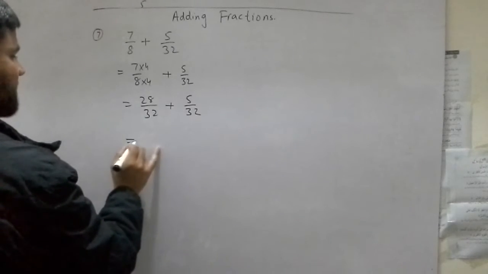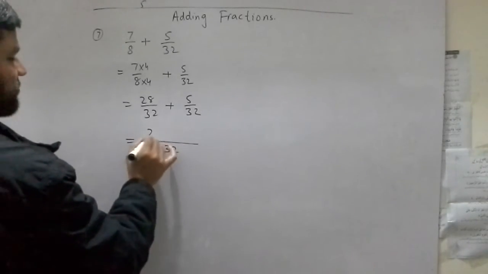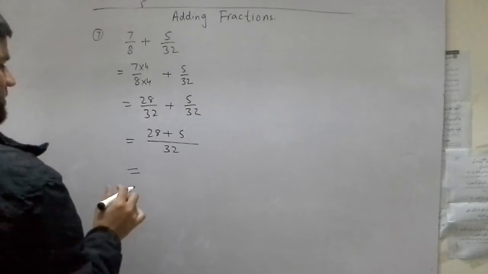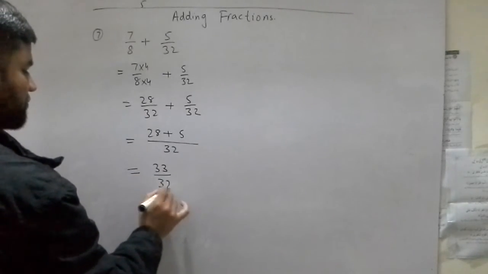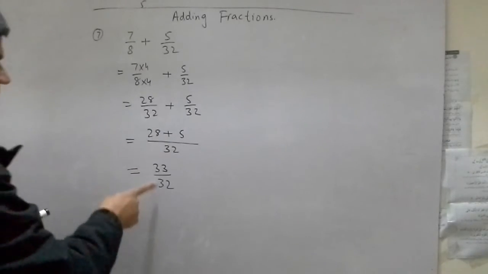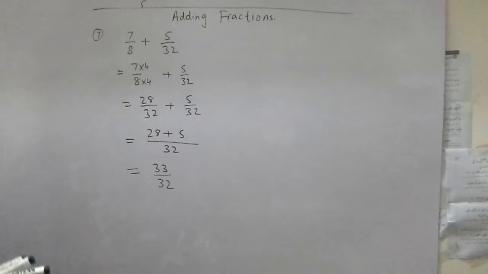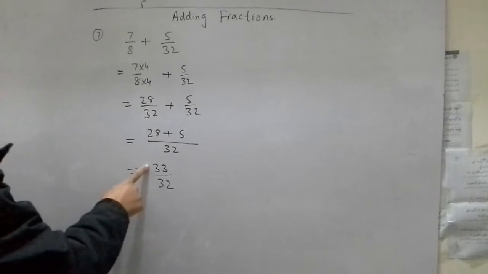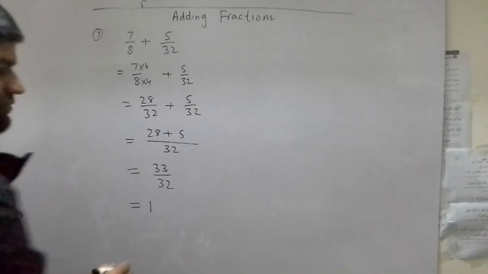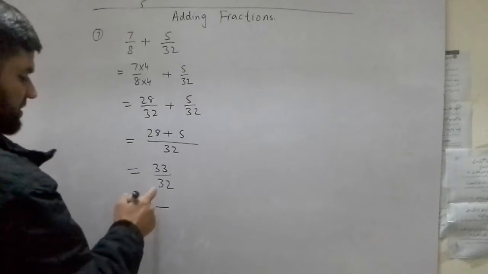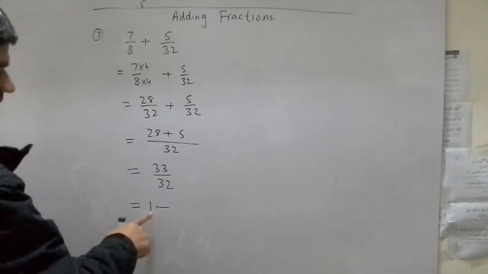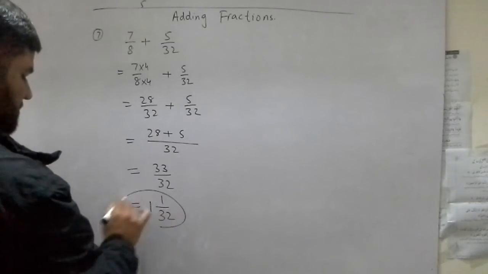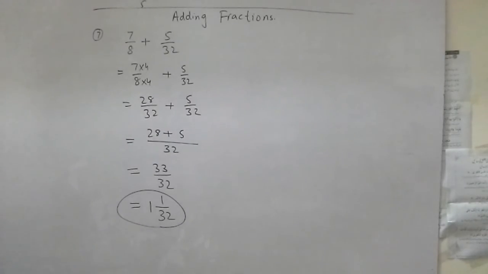Now 7 times 4 is 28 over 32 plus 5 over 32 as it is. You can see our denominator is the same now. Now take 32 as our LCM, and on the top number we can add them now. So 28 plus 5 is 33 over 32. Now in this question you can see the top number is bigger than the denominator, so it's an improper fraction. So what we do, we change the improper fraction into a mixed number. So how many 32s go into 33? There is 1 32 in 33, and 1 remainder, because 32 times 1 is 32, and after 32 we got just 1 which is the remainder, and the 32 stays at the denominator.